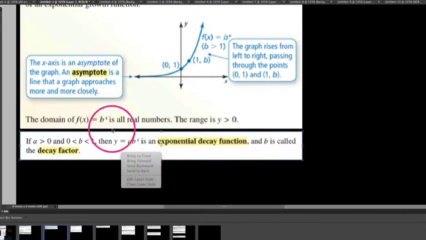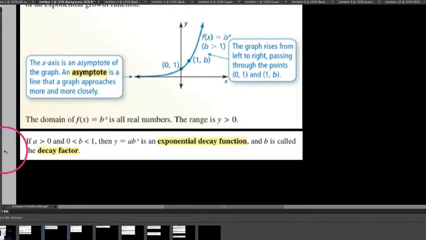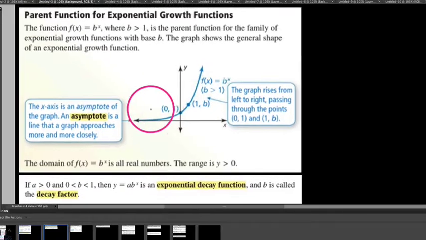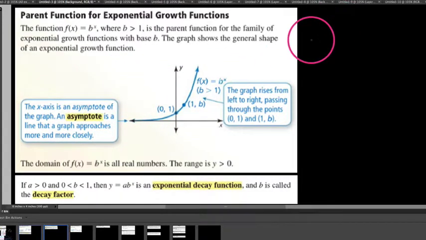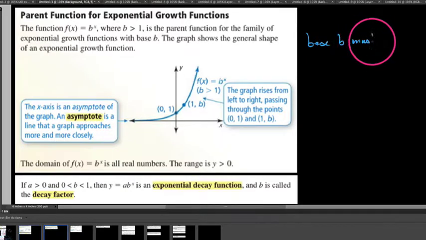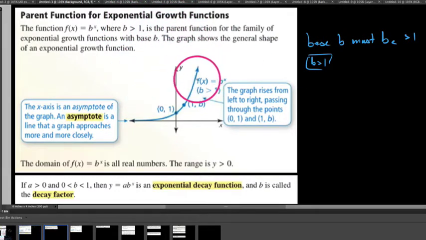Not quite. The base b must be greater than 1. And if that's the case, then we have an exponential growth function. I can't write on this, which is kind of annoying.